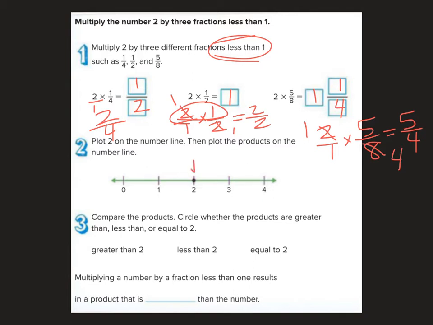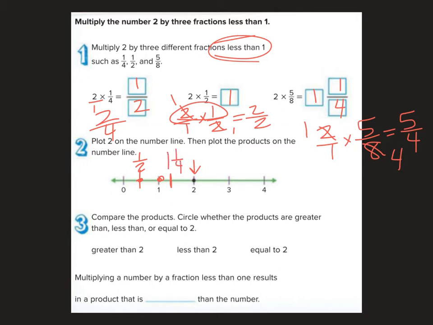So here's the number I started with, and when I multiplied by numbers that were less than 1, I got 1/2, 1, and 1 and 1/4, which would be right here. 1 and 1/4.